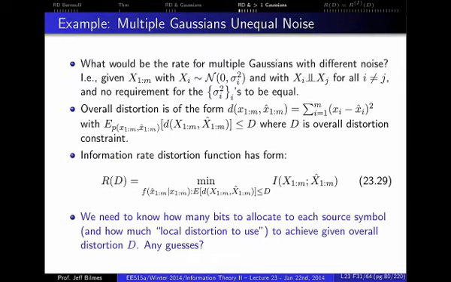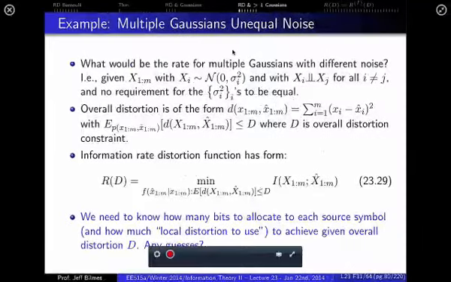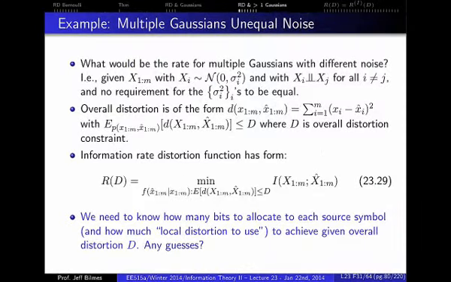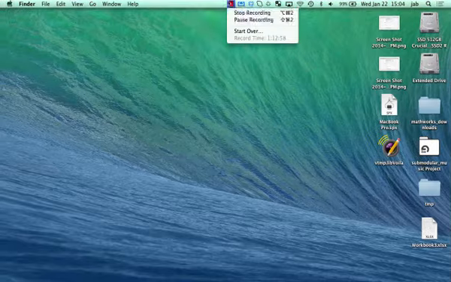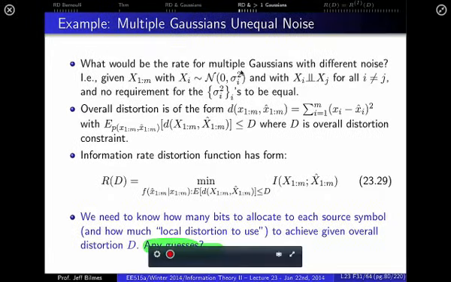What's happening here? Did we lose our screen? Okay, 1 second. Okay, we're back.